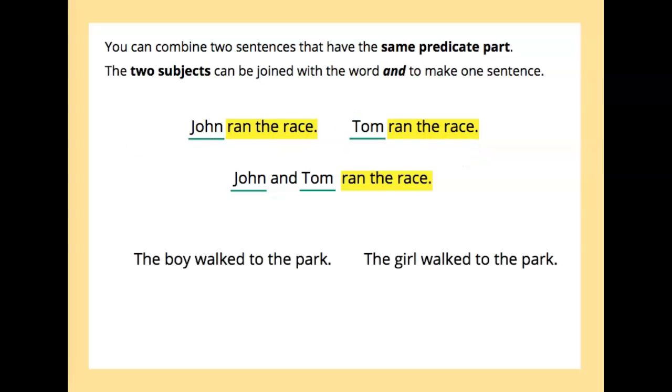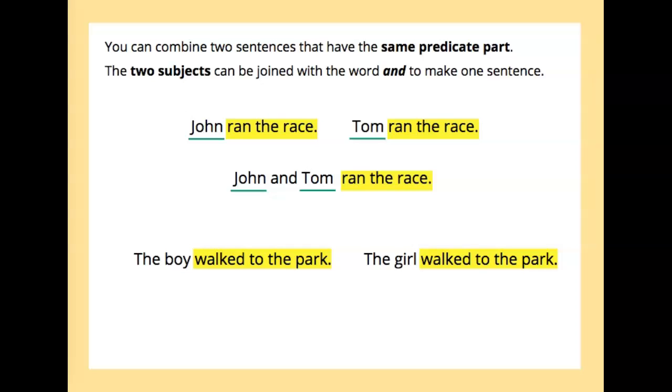What about these sentences? The boy walked to the park. The girl walked to the park. Can we combine these two sentences? How can you tell? We can combine the two sentences because they have the same predicate part. So what do we do to combine the two sentences? We can put the subjects together.